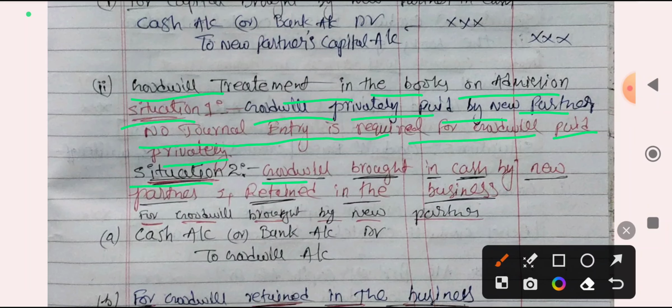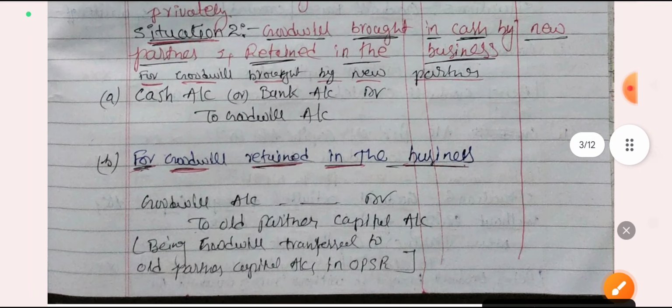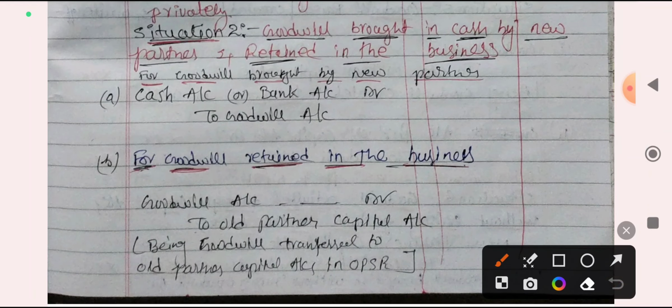Situation 2, goodwill brought in cash by new partner and retained in the business. If nothing is said, we will assume it is retained in the business. For this purpose we need to write two general entries. First, for goodwill brought in by new partner: cash or bank account debit to goodwill account. Next, for goodwill retained in the business: goodwill account debit to old partners' capital account.